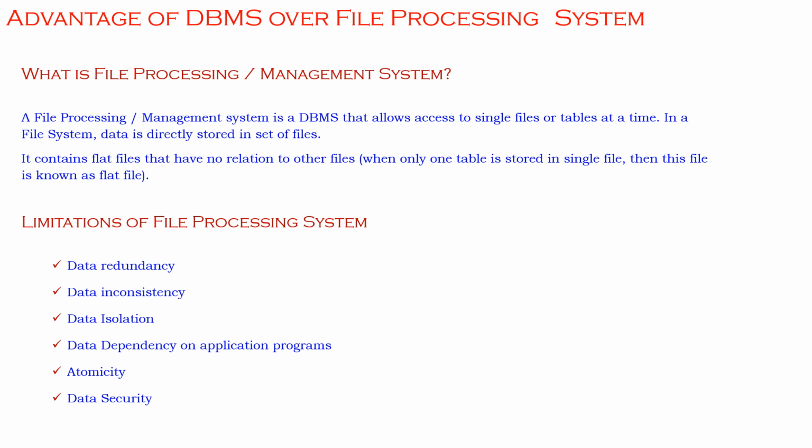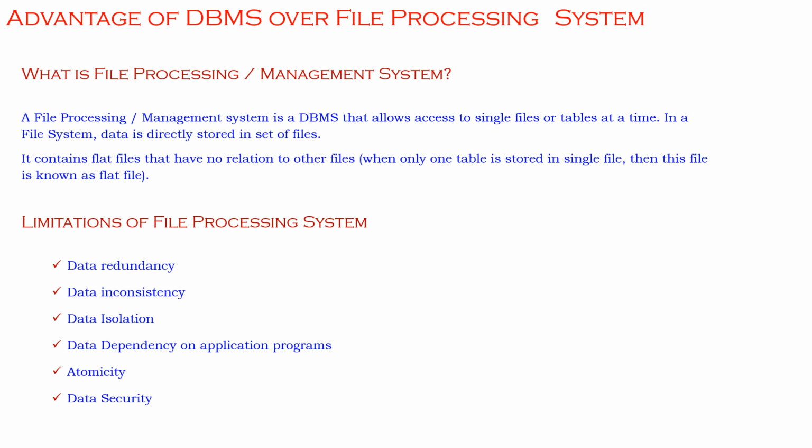So what is a file processing or management system? It is also a DBMS that allows access to single files or tables at a time. Whereas in a regular database management system, we allow access to multiple files by multiple users. Concurrency is allowed, whereas in file processing, only single files or tables at a time. So data is directly stored in a set of files. That's called a file system.